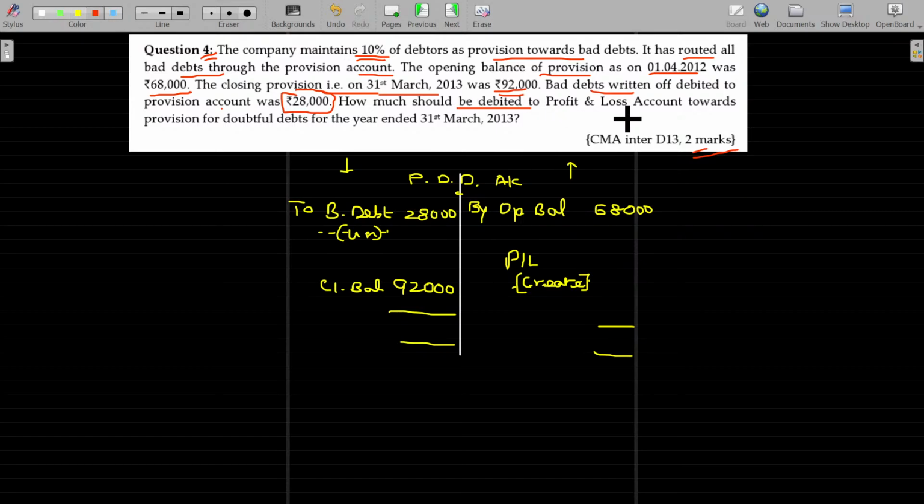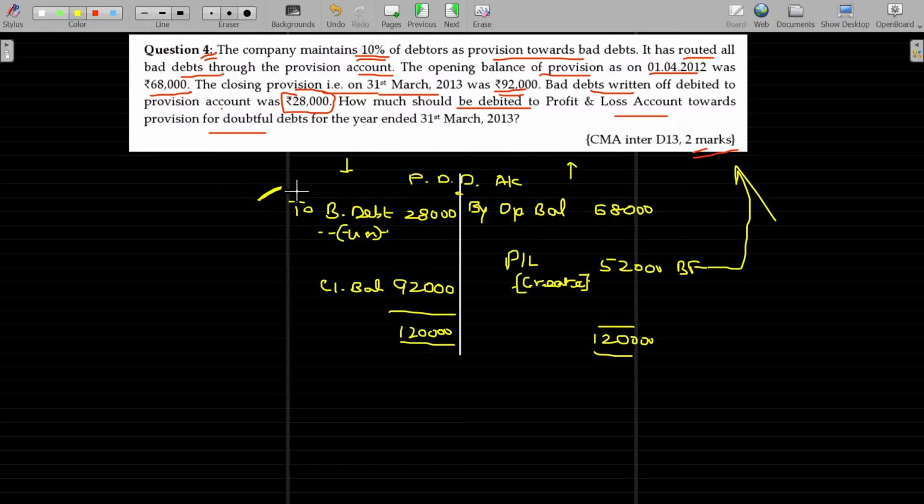How much should be debited to the profit and loss account towards the provision for doubtful debts for the year end? So how much? It's only a balancing figure. The value being 1,20,000 on the debit side, 1,20,000 on the debit side, and the amount supposed to be created here being 52,000 rupees. Am I right? Balancing figure. So simple. For that, it's 2 marks.